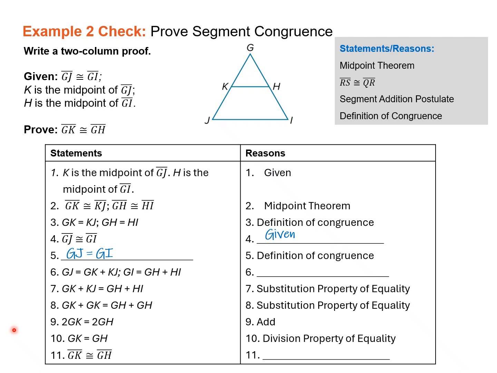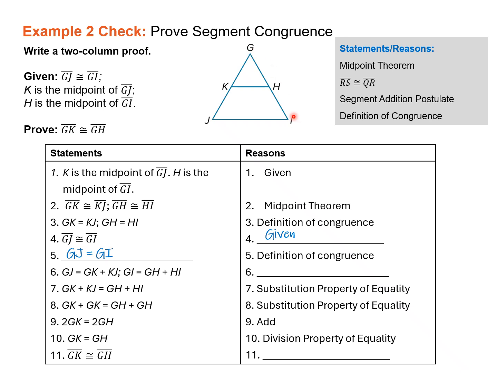Next, number 6. Now that we've said that those are equal, and we have another line up here about GK equals KJ and GH equals HI. Let's take a look at what we're going to go to here. We have GJ equals GK plus KJ. Wow, that looks like the segment addition postulate.